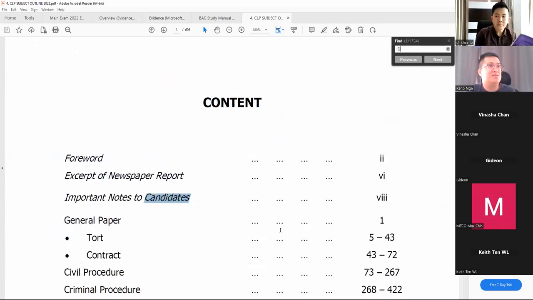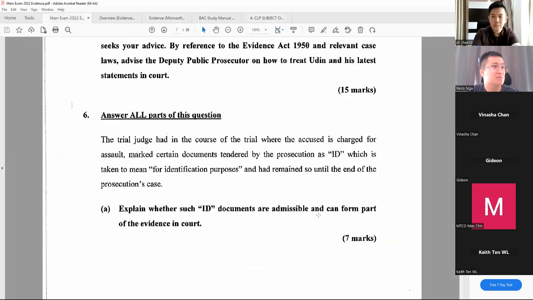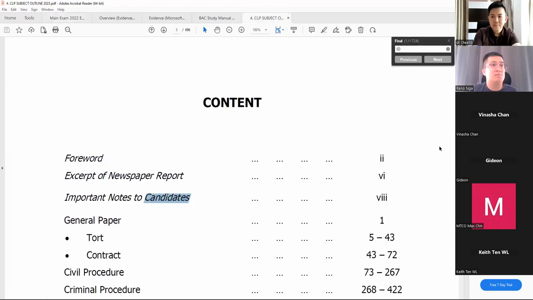ID. ID got too many already. Never mind, we find another keyword. ID documents, maybe we try. No, don't have. Yeah, I don't think so. I don't think they are in the syllabus. But never mind, it doesn't matter.